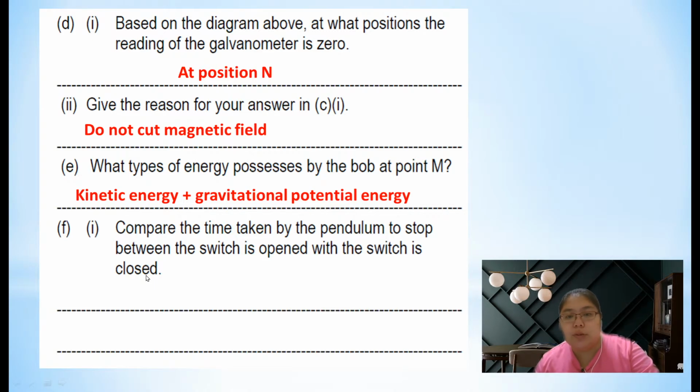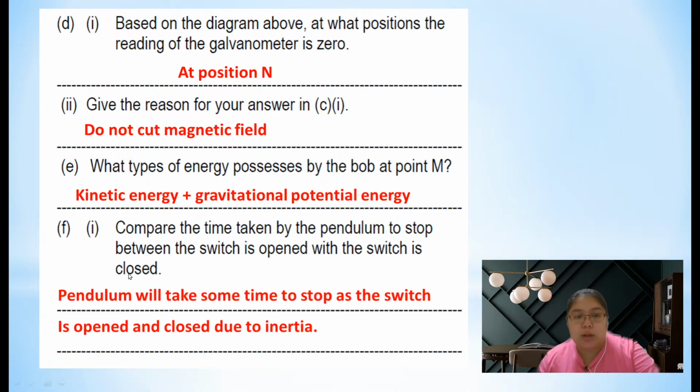Compared to using your hand, or anything else, to move the pendulum to swing. Okay, so from here we need to say the time is longer. Then you must say why the time becomes longer before it stops swinging. So the answer is the pendulum will take some time to stop, as the switch is open and also closed. Okay, reason is inertia.